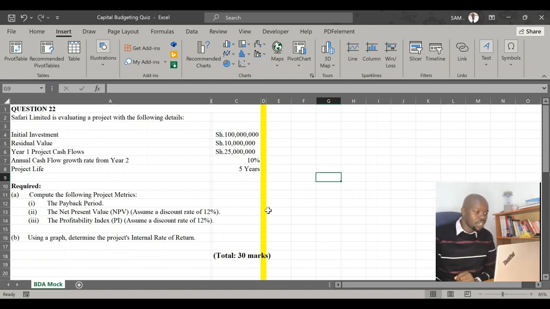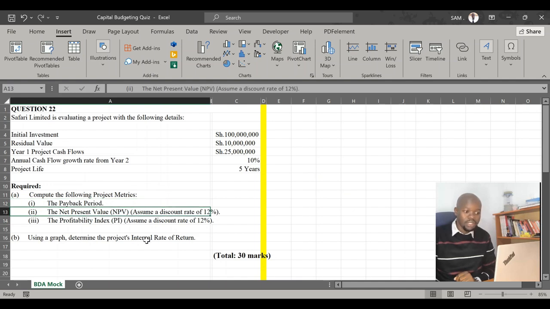And the question I have here is a question asking about capital budgeting. If you are doing financial management or advanced financial management, this concept you must be able to remember. And here I am going to take you through how to compute the various metrics like the payback period, net present value, and profitability index.